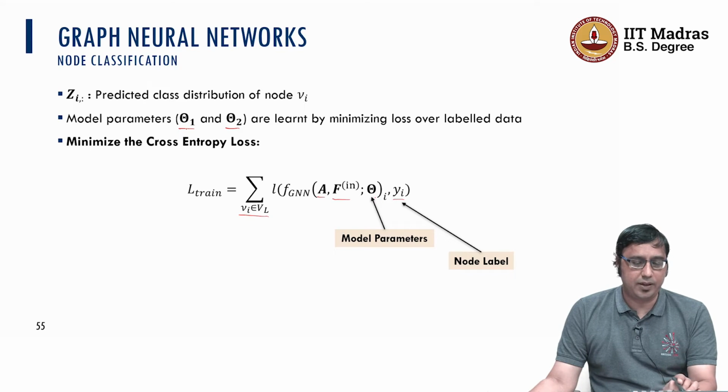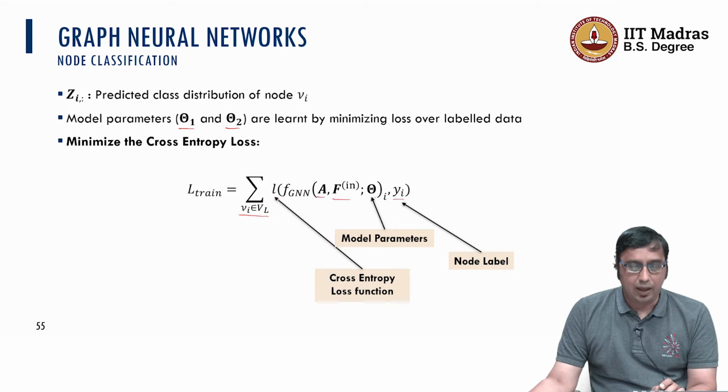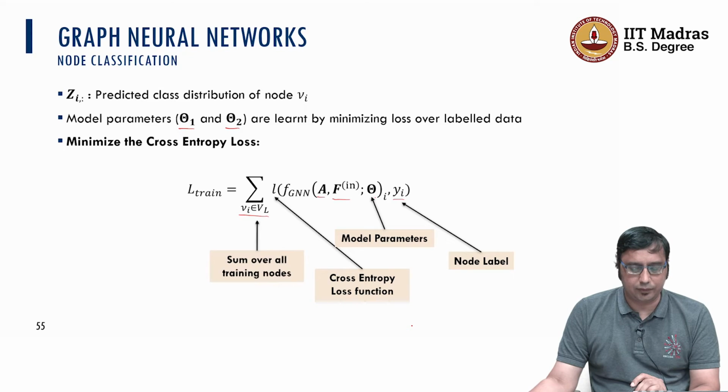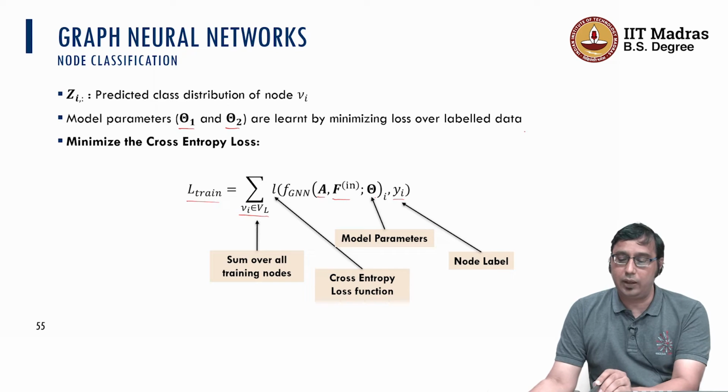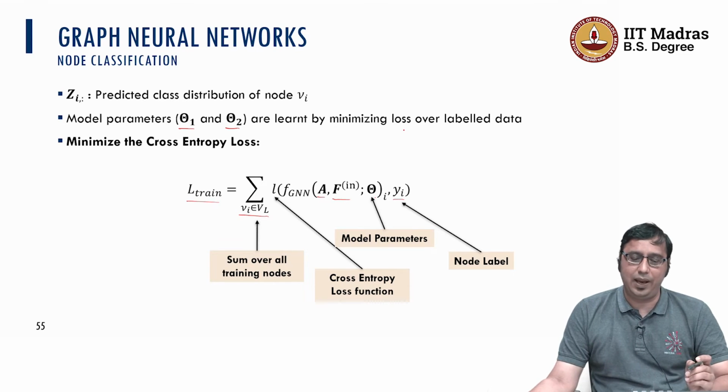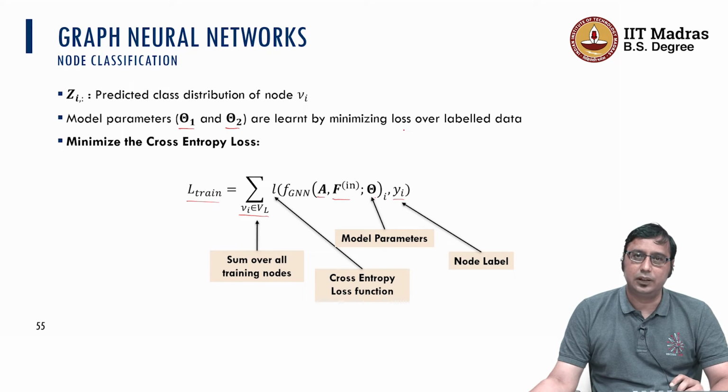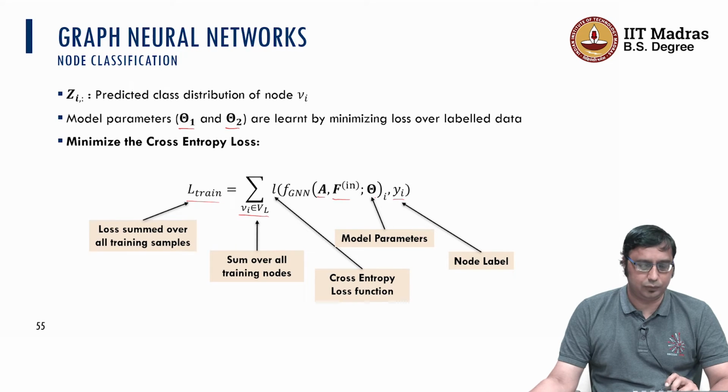Theta are the model parameters, theta 1 and theta 2. L is a cross entropy loss function, and we are summing over all the training nodes to get a training loss. The objective here is to learn all the parameters theta 1, theta 2 by minimizing this loss over all the labeled nodes. Once we learn it, we can use it to predict for the unlabeled dataset or unlabeled nodes.